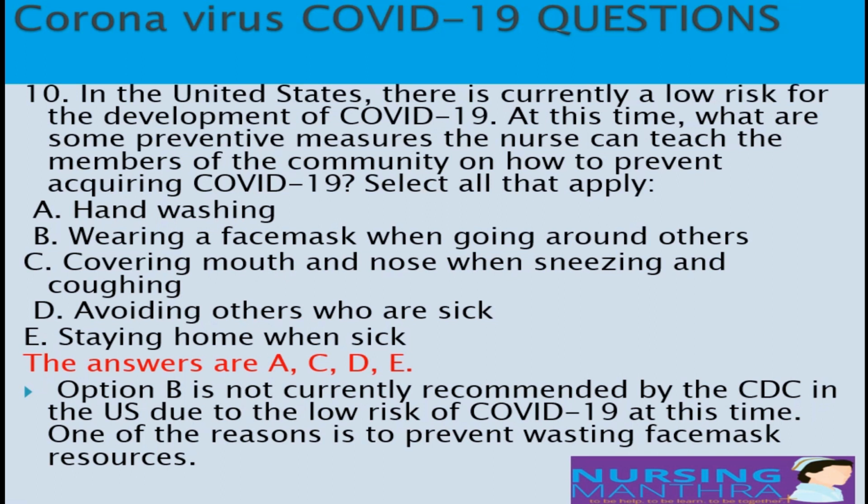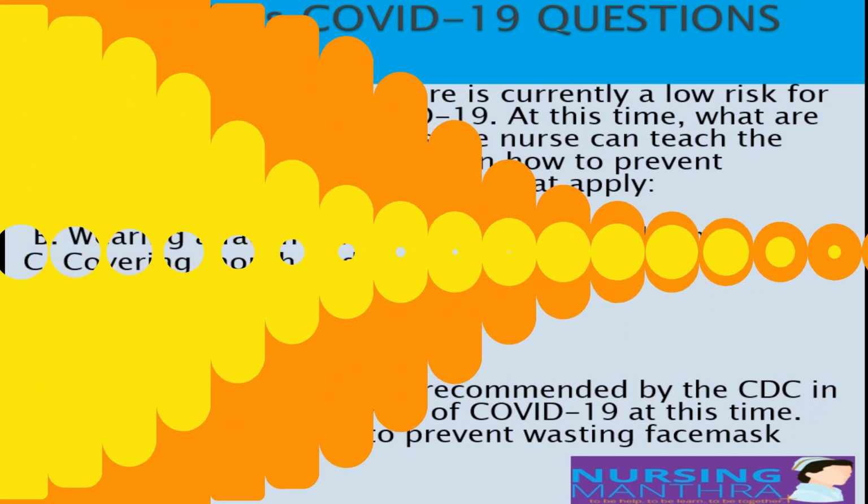Option B is not currently recommended by the CDC in the US due to the low risk of COVID-19 at this time. One of the reasons is to prevent wasting face mask resources also. But in other countries, they are recommending the use of face masks in public spaces, and there will be fines also. So according to each country, the rule will be changing. And you can check for the latest updates in the US also.